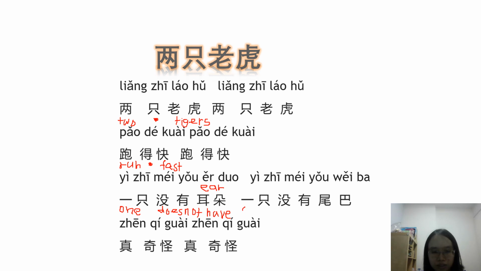一 is 1. 没有 is does not have. 尾巴 is tail.